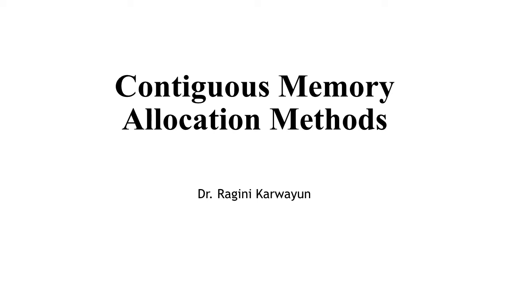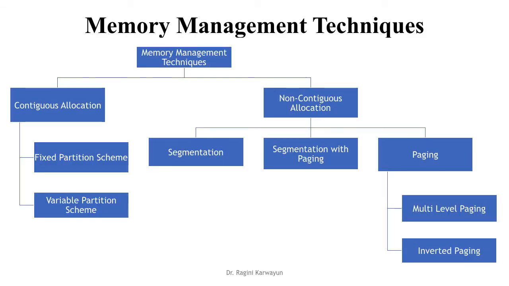Hello students, in this lecture we will discuss various contiguous memory allocation methods. Different memory management schemes can be classified into two broad categories. One is contiguous allocation, the other is non-contiguous allocation. In contiguous allocation, the required space of a process needs to be contiguous in memory.